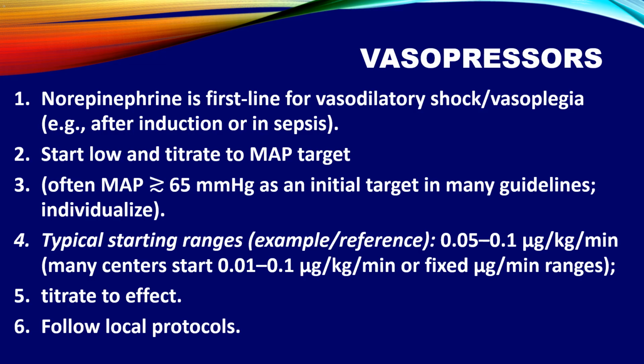4. Starting dose. Typical starting ranges for norepinephrine are between 0.05–0.1 micrograms per kilogram per minute, although some centers may start with lower doses, 0.01–0.1 micrograms per kilogram per minute, or use fixed microgram per minute ranges. 5. Titrant effect. Vasopressor doses should be titrated to achieve the desired hemodynamic effect while minimizing adverse effects. 6. Local protocols. Follow local protocols and guidelines for vasopressor administration and titration to ensure consistency and optimal patient care.